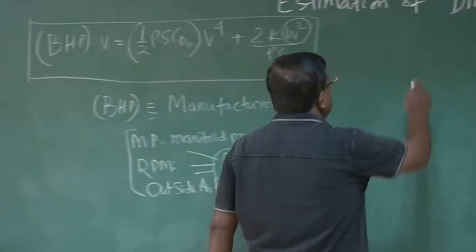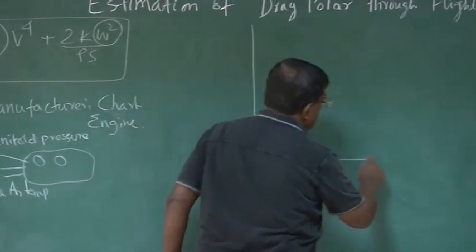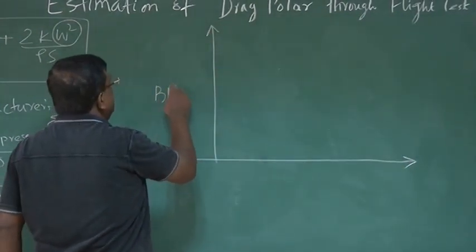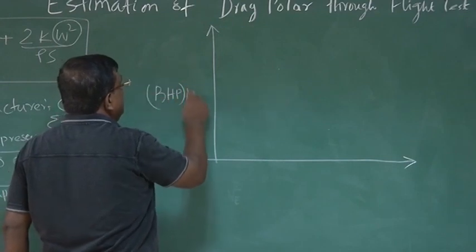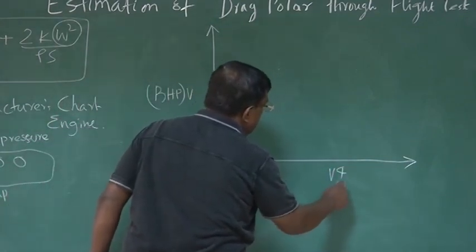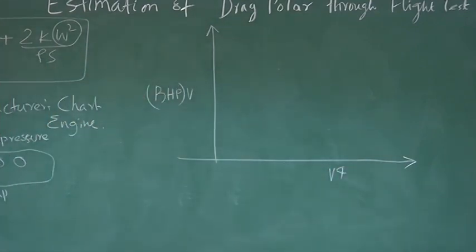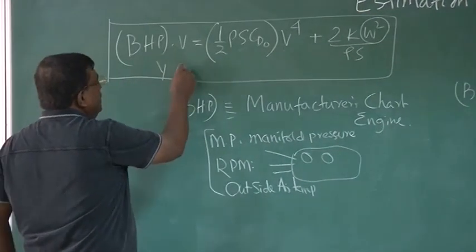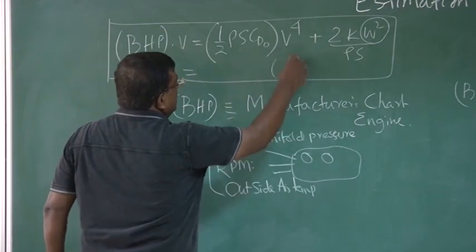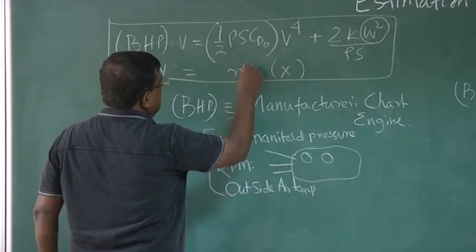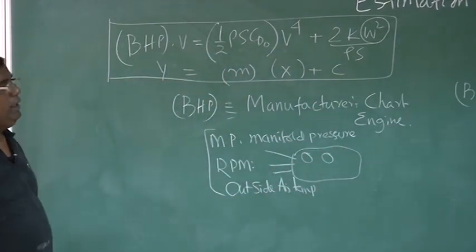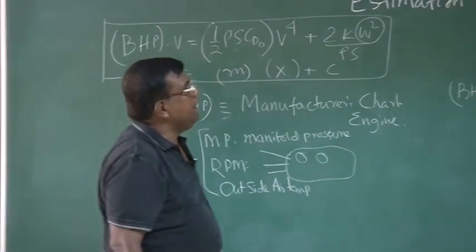If I plot a graph between BHP into V versus V to the power 4, what sort of curve will we get? See, BHP into V is Y, this is X, I call it M, plus C. So what sort of graph should I get? I should get a straight line.